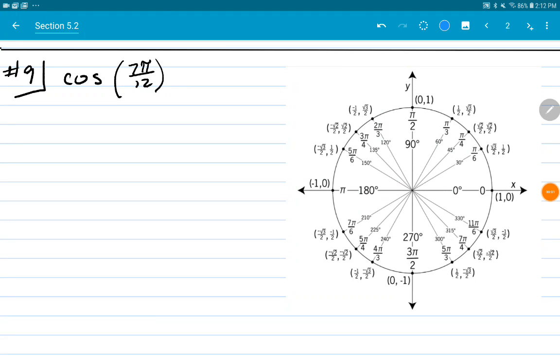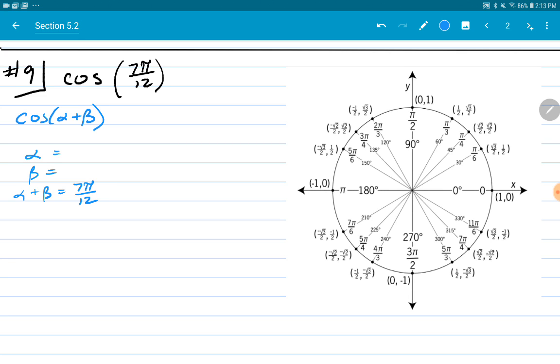In section 5.2, problem number 9, we need to find the exact value of this expression using a sum or difference identity. So we can use cosine of alpha plus beta, and we just have to figure out what's alpha and what's beta so that the sum of alpha plus beta equals 7 pi over 12.